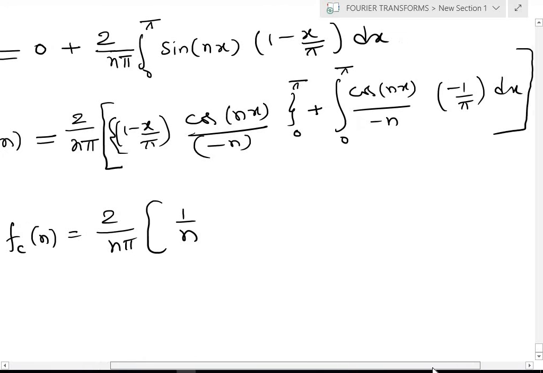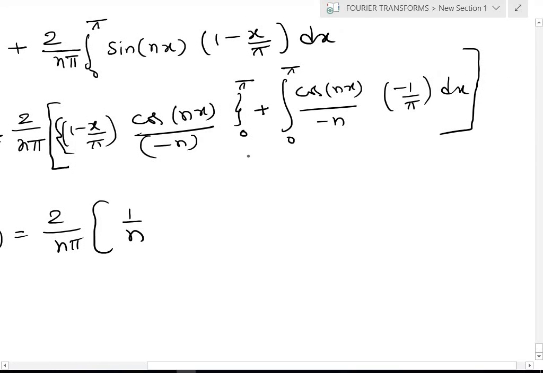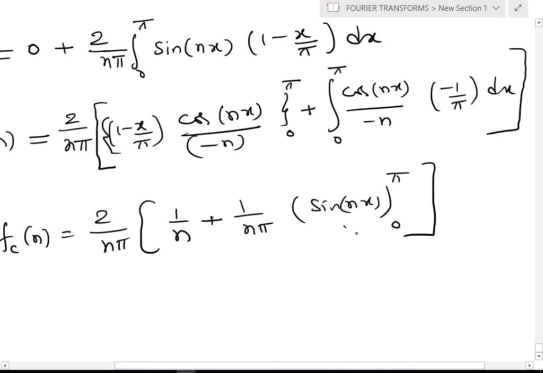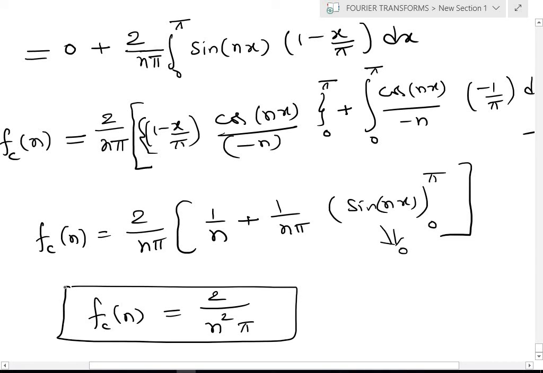Then what about here? So minus minus plus, that is 1 by n pi, cos nx will be is equal to sin nx. Now we substitute the limits from 0 to pi. Whether you substitute the upper limit or lower limit, in both the cases this will tend to 0. Sin n pi is 0, sin 0 is 0. And finally cosine transformation will become 2 divided by n square pi.